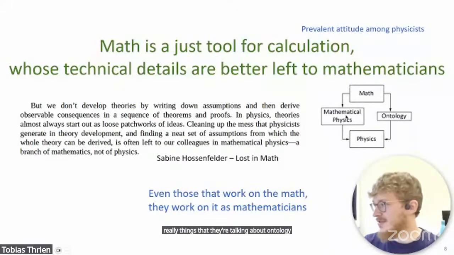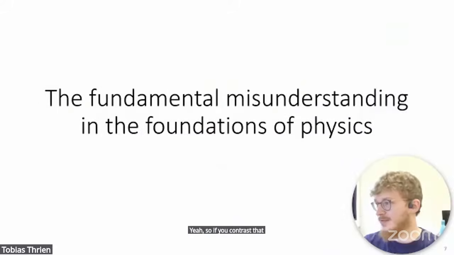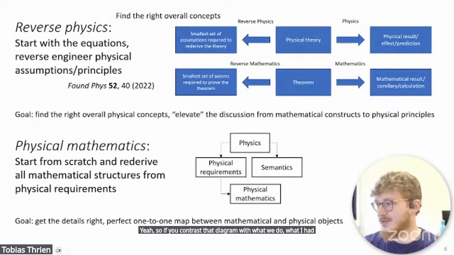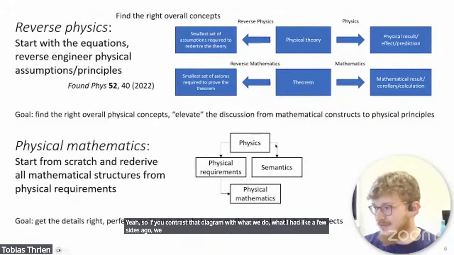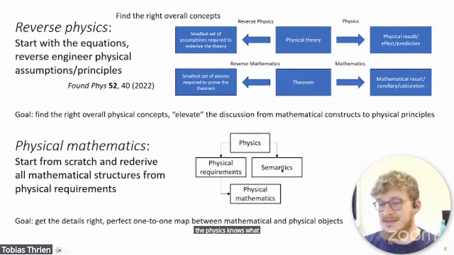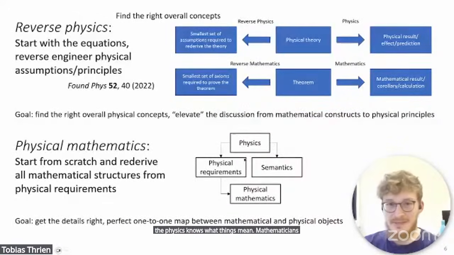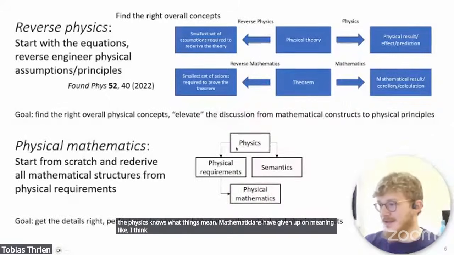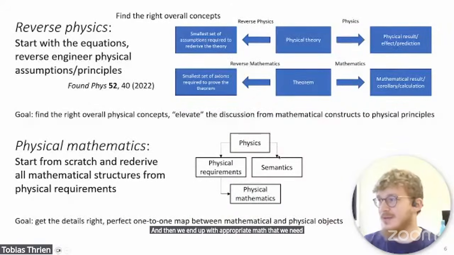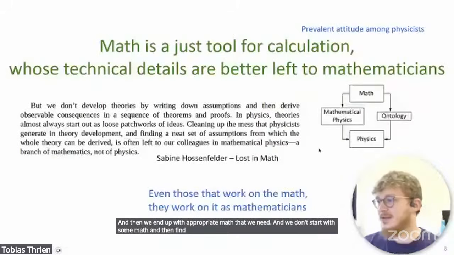If you contrast that diagram with what we do, what I had a few slides ago, we start with physics. The physics knows what things mean. Mathematicians have given up on meaning, I think 100 years ago. And then we end up with the appropriate math that we need. We don't start with some math and then find some physics in it.